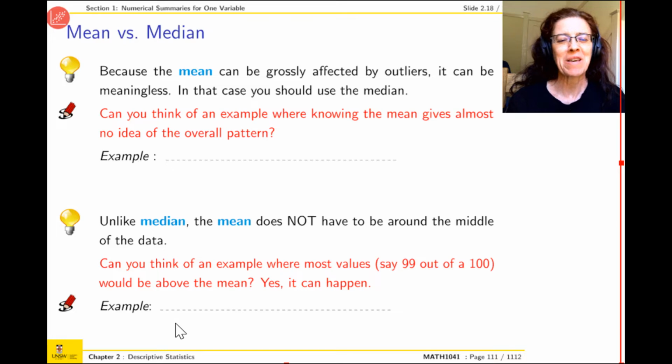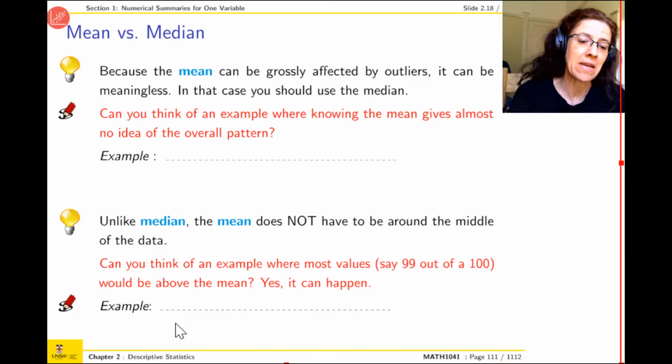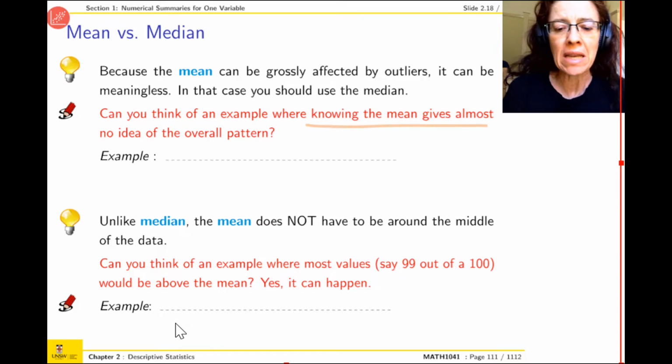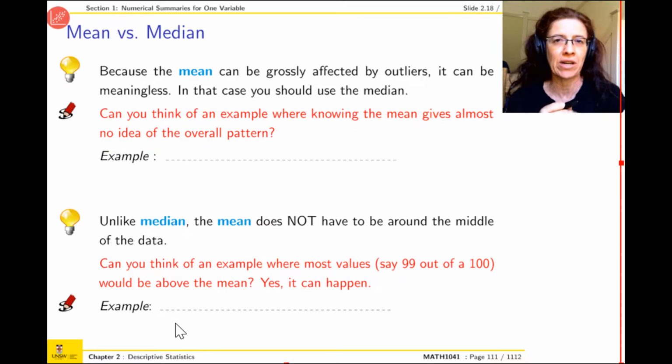One of my favorite examples, just to convince you that the mean can be grossly affected by outliers. In fact, it can be so affected that it can be meaningless. So can you think of an example where knowing the mean gives you almost no idea of what's really happening?